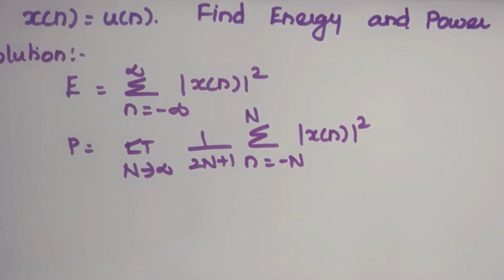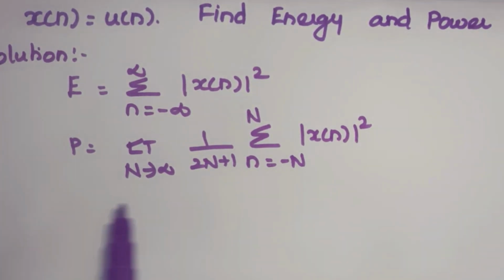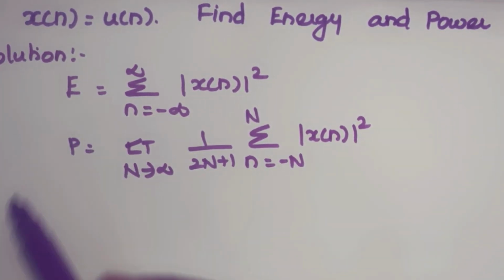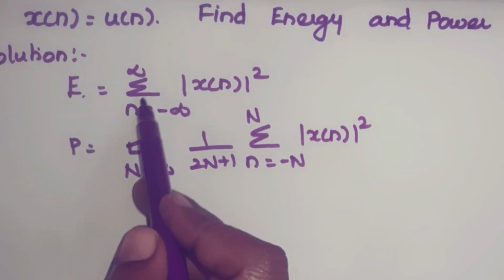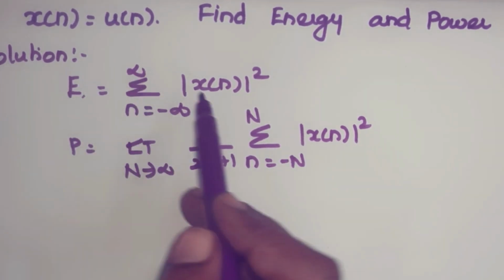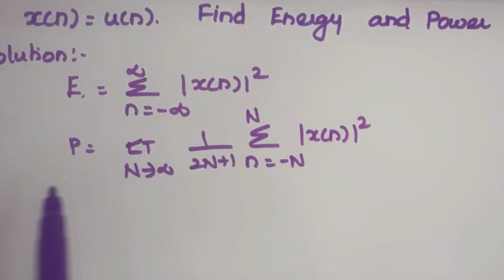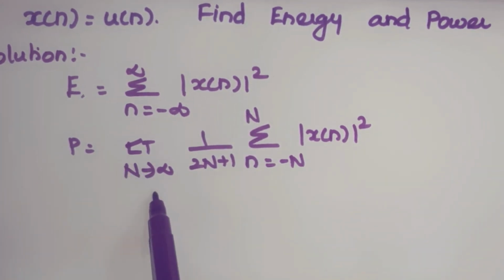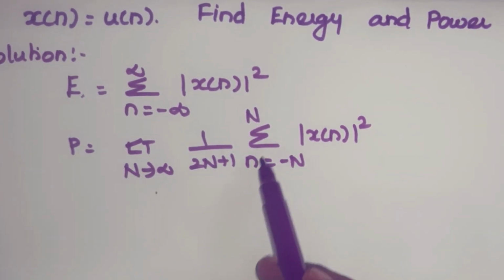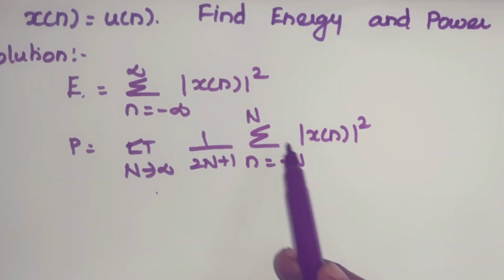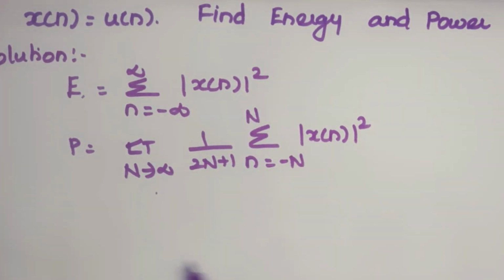So next problem, x of n is equal to u of n, find energy and power. First, the energy formula is equal to summation n is equal to minus infinity to plus infinity modulus of x of n the whole square. Power, limit n tends to infinity 1 by 2n plus 1, summation n is equal to minus n to plus n modulus of x of n the whole square. So first we will calculate energy.